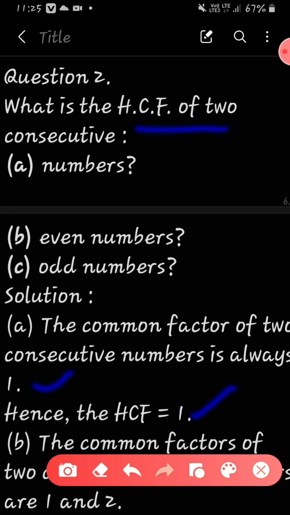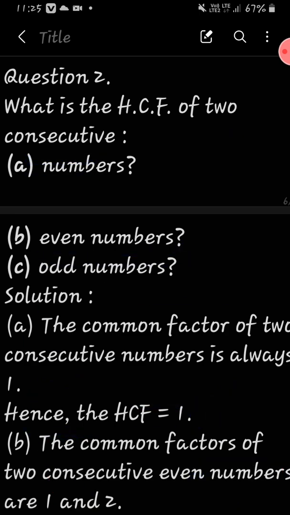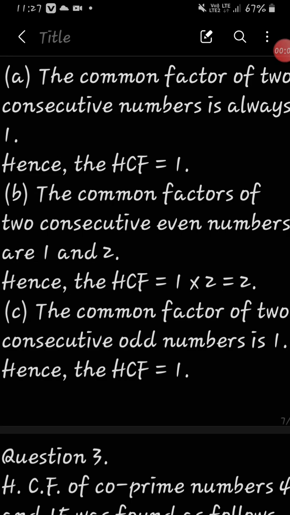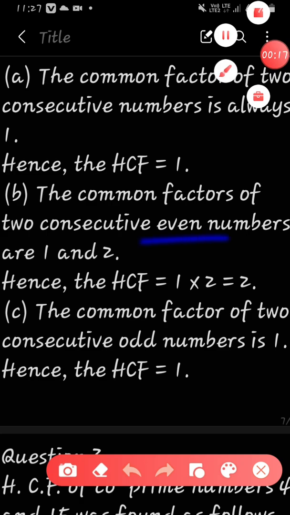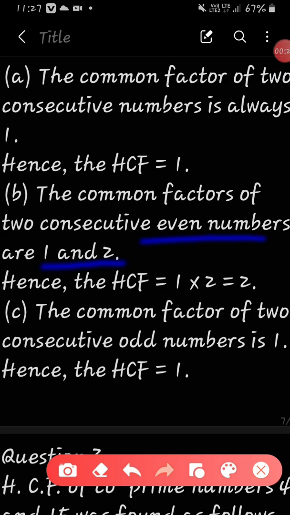We have to find the HCF of two consecutive even numbers. You can take 2 and 4, or another example like 4 and 6, no matter. We are just taking 2 and 4. What will be the factor of 2? 2 into 1. And what will be the factor of 4? 2 into 2 into 1. Among 2 and 4, what are the common factors? Only 2 and 1. So the common factors of two consecutive even numbers are 2 and 1. Therefore the HCF is 2 into 1, which is equal to 2.